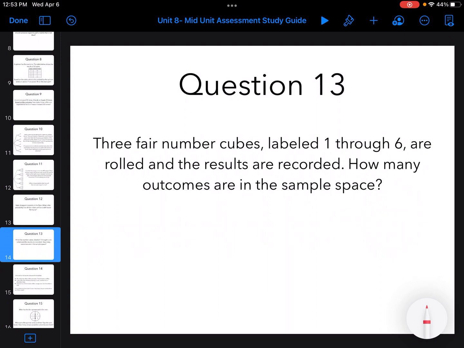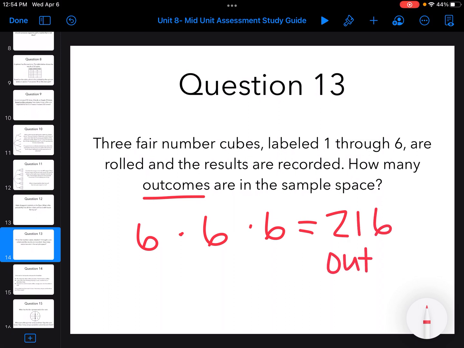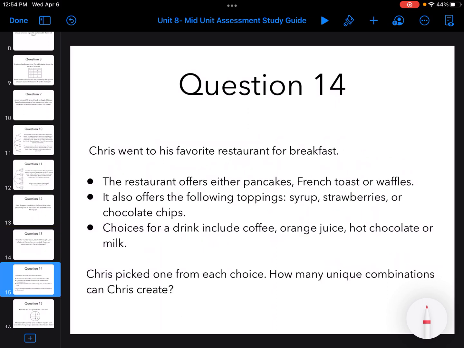3 fair number cubes labeled 1 through 6 are rolled, and the results are recorded. How many outcomes are in the sample space? So outcomes are the number of possibilities. So there are 6 possibilities on the first die, 6 possibilities on the second die, 6 possibilities on the third die. So 6 times 6 times 6 is 216 possible outcomes. That's not a probability, so it is not written as a fraction, decimal, or percent.